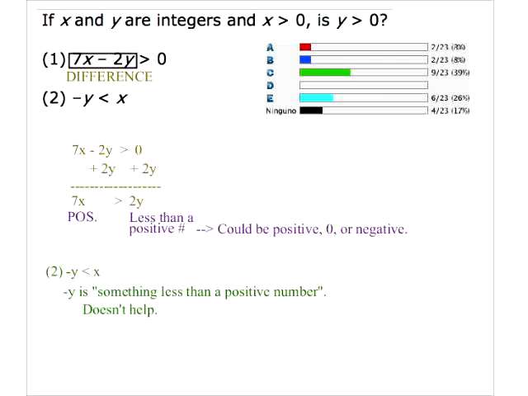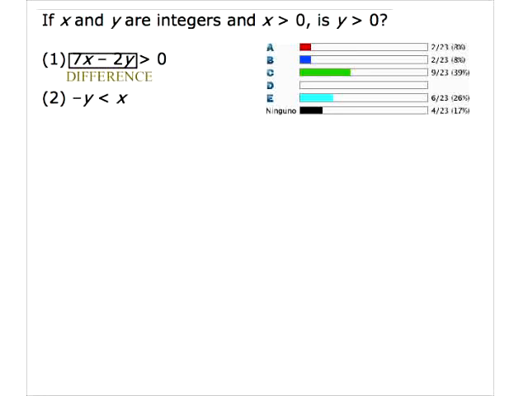So we can try to add the equations, we can try to flip stuff, we can try some things. Let's just try stuff. So again, let's just see what happens. So the two statements together are 7x greater than 2y and x greater than negative y. Let's make them face the same way.